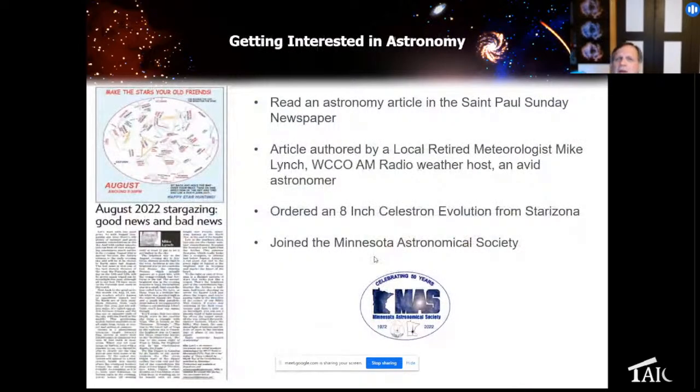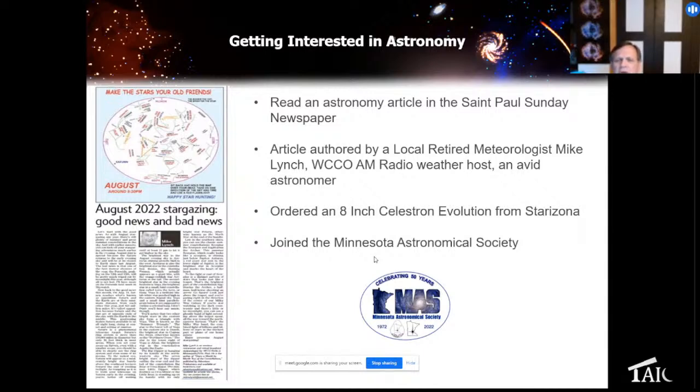What got me interested in astronomy: I got the Sunday local newspaper, the Pioneer Press, and there's an article in that newspaper written by a local retired meteorologist, Mike Lynch, who also lives in Eagan, where I live. He was a WCCO radio host. He's an avid astronomer. One Sunday, I opened the paper and started reading his article, and I thought, you know what? I went to my wife and said, I think this is what I want to do in retirement. And per Mike's recommendation, he mentioned Starzona.